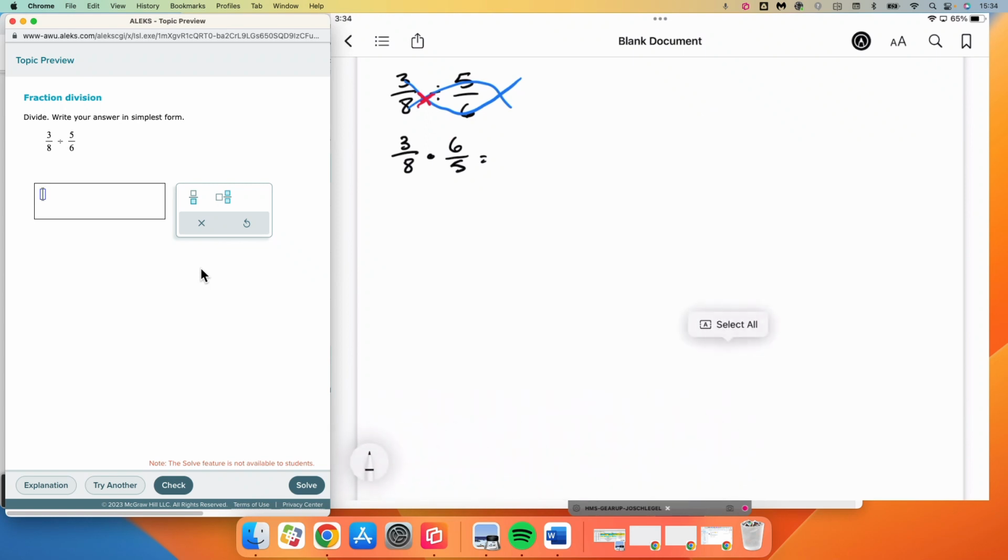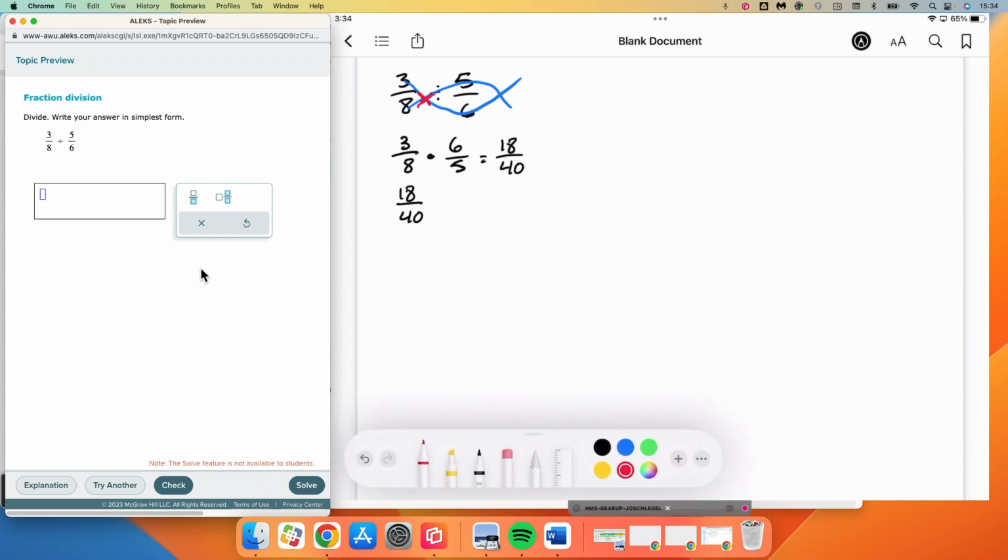At any rate, 3 times 6 is 18. 8 times 5 is 40. 18/40, those are both divisible by 2. I think 2 is going to be the biggest one. That would be 9/20.